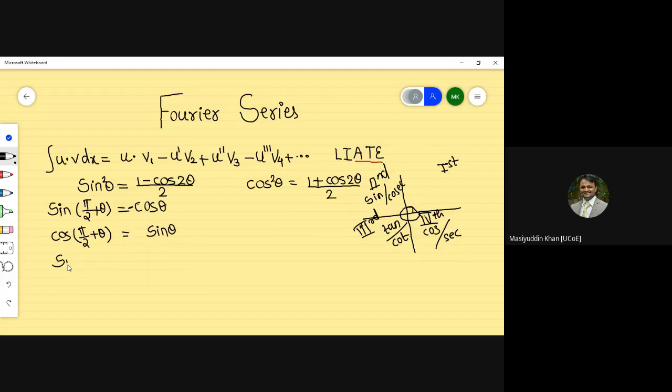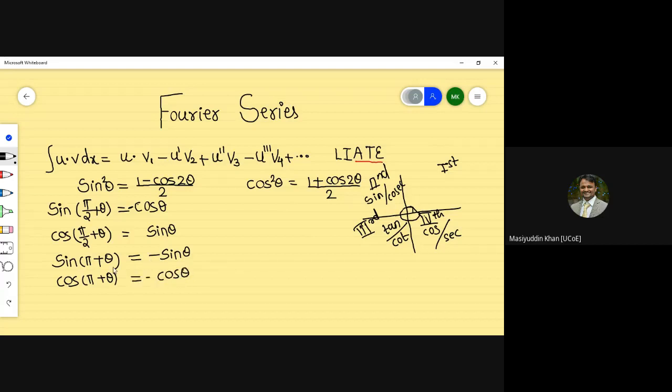Similarly, sine of pi plus theta is equal to minus sine of theta. When pi is there, the trigonometric ratio is kept as it is. Similarly, cos of pi plus theta is equal to minus cos of theta.